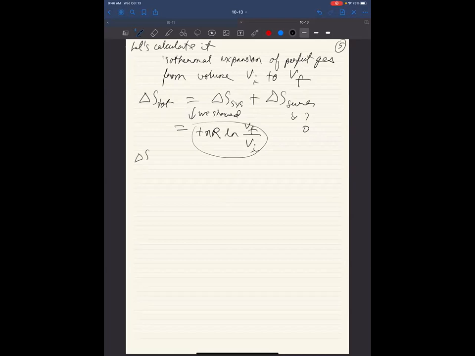So for delta S surrounding, we have to note that delta Q surrounding must be equal to minus delta Q system, right? Because total delta Q has to be equal to 0. If the system lost some heat, the surrounding gained it. If the system gained some heat, the surrounding lost it. So these two have to sum up to 0. And again, if you go back to how we showed this, basically it involved showing that this thing is nRT ln VF by VI.